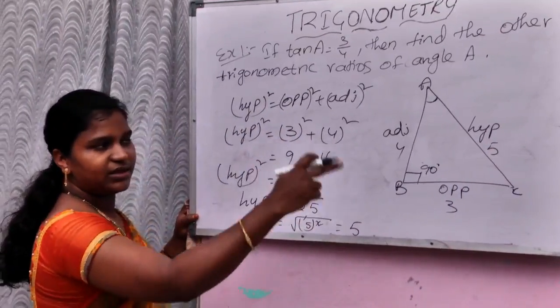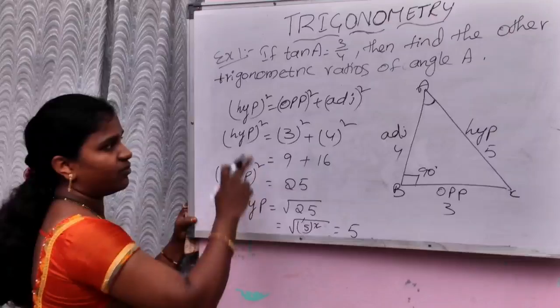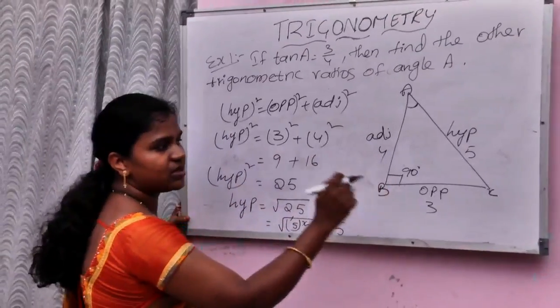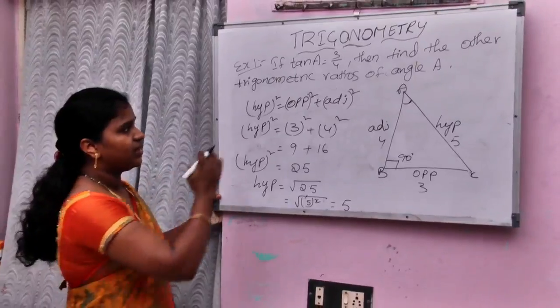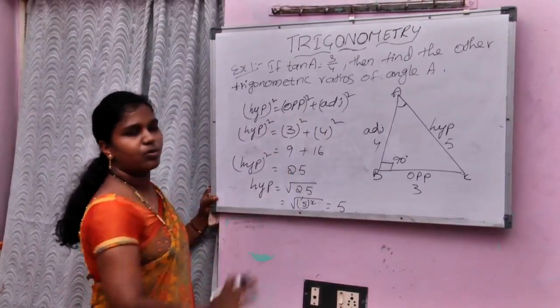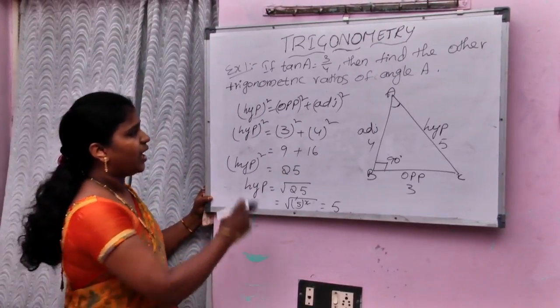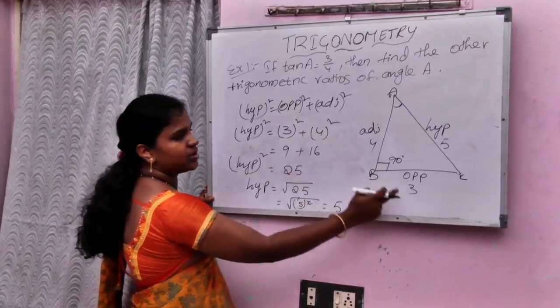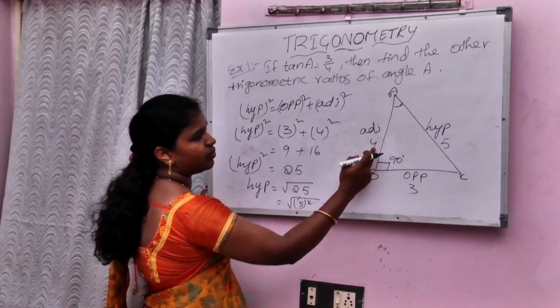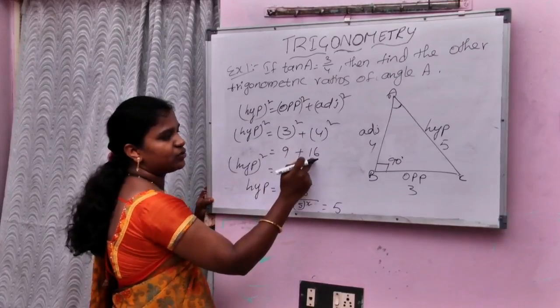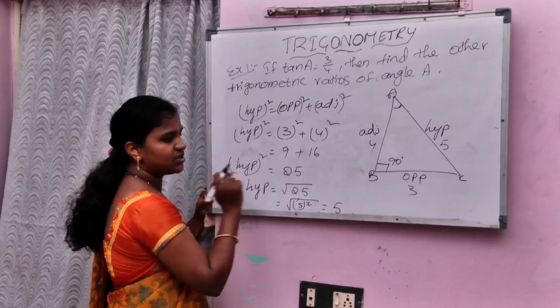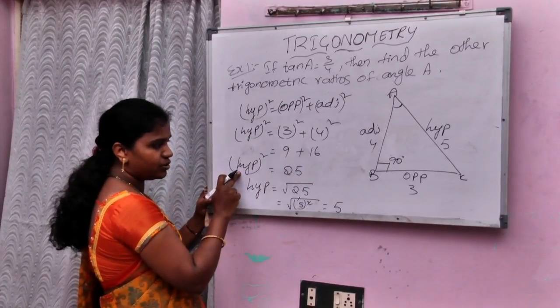So we got the 3 sides of a triangle. By just knowing the 2 sides, I found the third side just by using the formula of Pythagoras. That is hypotenuse square is equal to opposite square plus adjacent square. Hypotenuse square is equal to opposite, we got it as 3, and adjacent is given as 4. So 3 square is 9 and 4 square is 16. 16 plus 9 is just 25. That is hypotenuse square value.